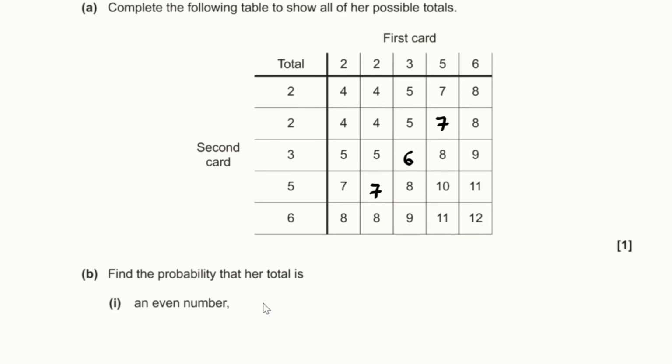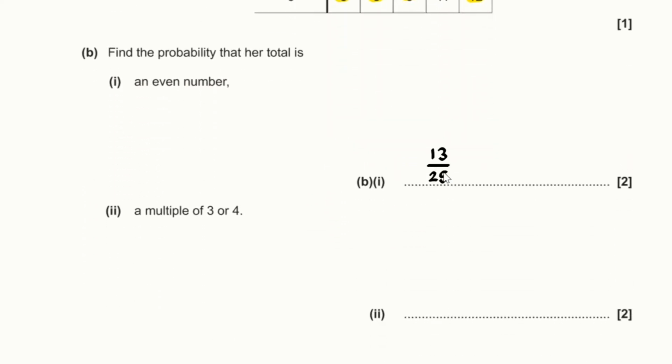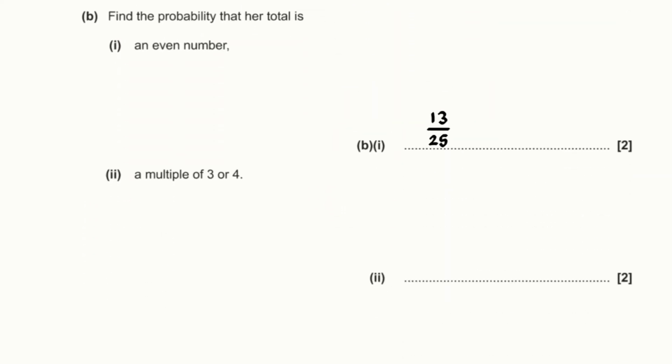Next, a multiple of 3 and 4. Well, multiples of 4 are shown here. And then we also want multiples of 3, so we've got this one, and this one, which are multiples of 3. And what you can see then is there are 14 out of 25, which are multiples of 3 and 4. So our probability is 14 over 25.